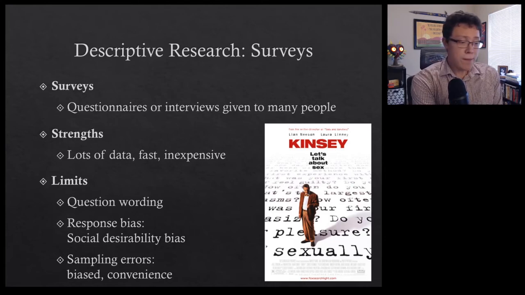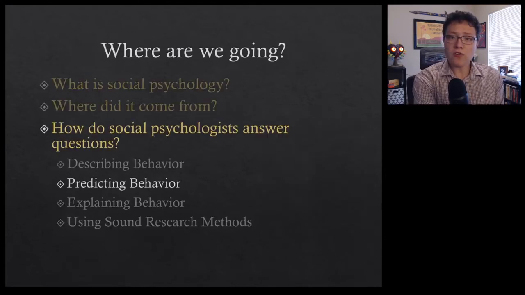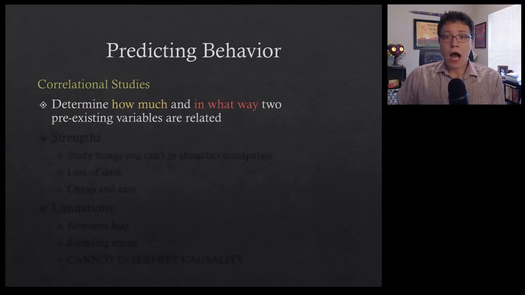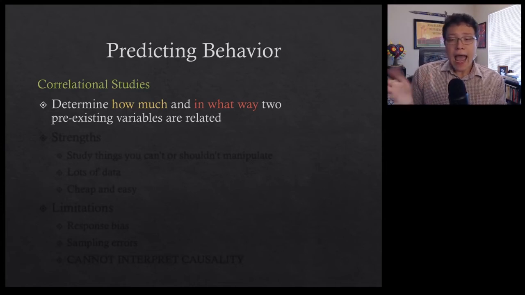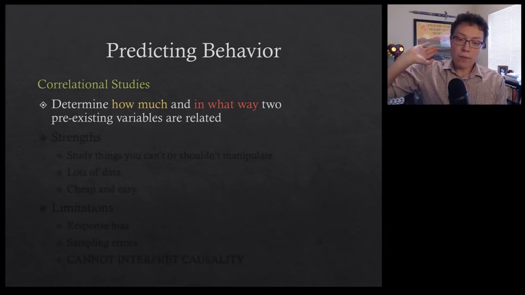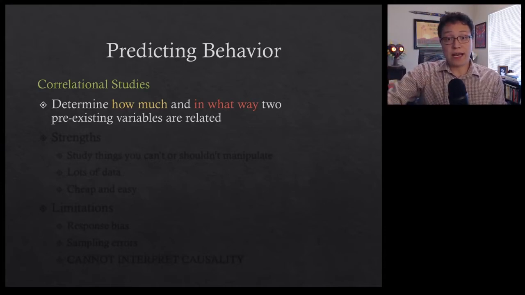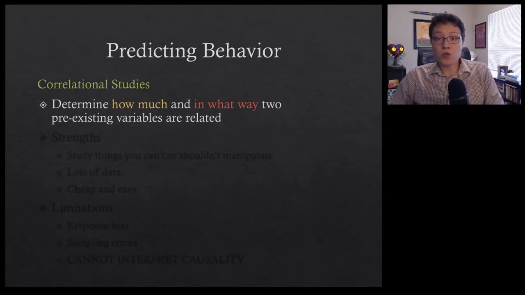So we can describe behavior, but as psychologists, we also want to predict behavior. And one of the most important ways that we predict behavior is using correlational studies. Correlational studies are the halfway point between an experimental study and a descriptive study, right? So correlational studies determine how much and in which way two pre-existing variables are related.